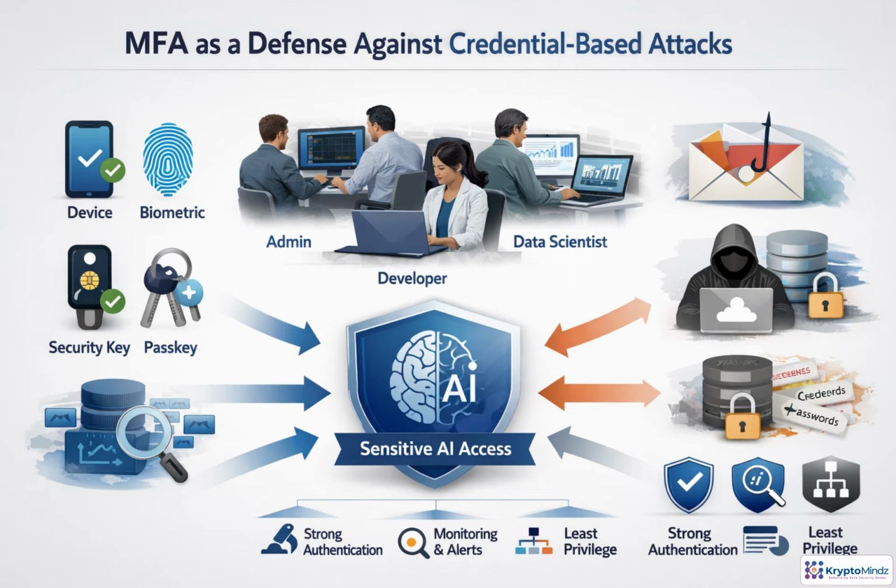MFA protects AI systems by requiring proof beyond a stolen password. That proof might be a trusted device, biometric, security key, or passkey. It matters most for admins, developers, and data scientists who can reach prompts, datasets, models, and orchestration tools. But not all MFA is equally strong. SMS and simple push approvals can still be phished or abused through fatigue attacks. Prefer phishing-resistant options like FIDO2 keys and passkeys, reinforced with monitoring, conditional access, and least privilege.